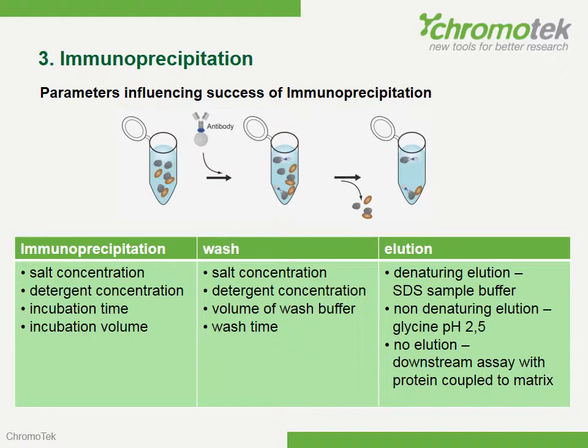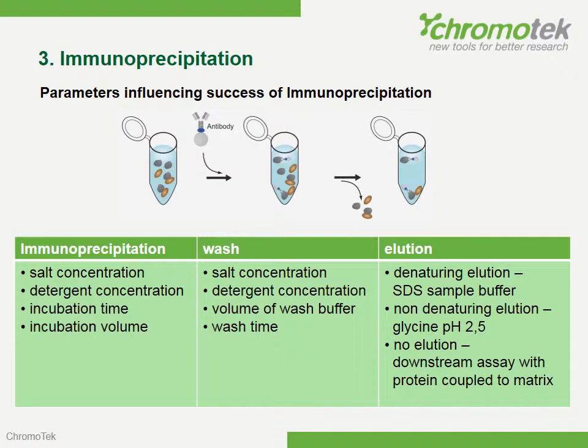The same conditions you can optimize during the washing step. So you can again optimize salt and detergent concentrations and time and volume. Elution from the beads is often done with denaturing SDS sample buffer. But if you need your protein in a non-denatured form, you can try to elute with glycine pH 2.5. But keep in mind that you immediately neutralize your protein after a glycine elution. Afterwards, it will be also denatured.